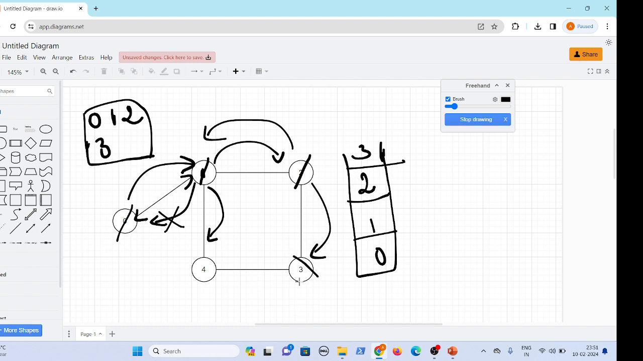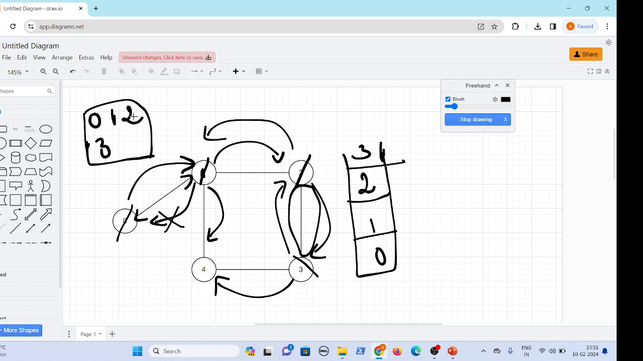From 3, what are all the adjacent vertices that are possible? 4 is the adjacent vertex that is possible, and 2. So I cannot go to 2 because 2 is its parent. I cannot go to 2, and this will give you a wrong answer if you assume that it's a cycle. So I'll go to 4.